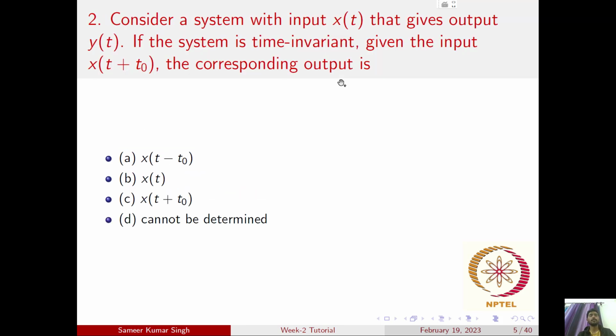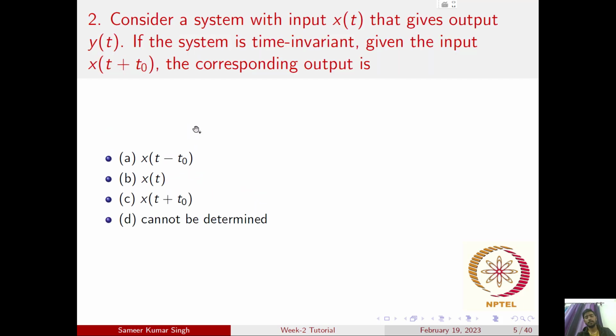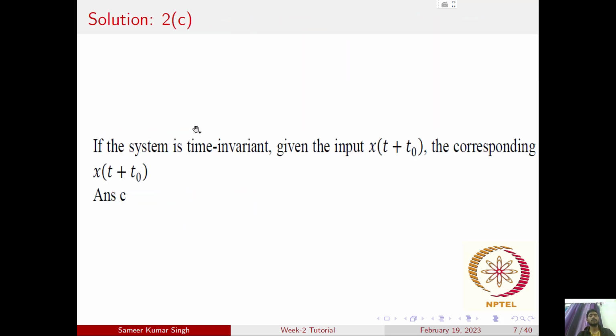So now we will go for the answer, and the answer will be the C part. That is the explanation of the question. So actually, what is time invariant? Time variant means it varies with time, but time invariant means it will not vary. Here it is given that we have an input x(t), then we are getting the output y(t). The condition given is that the system is time invariant.